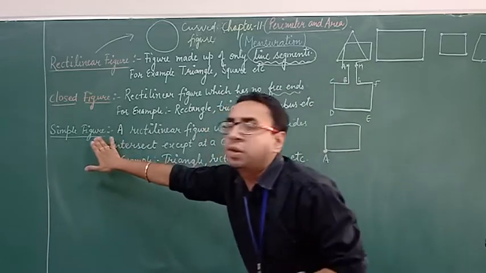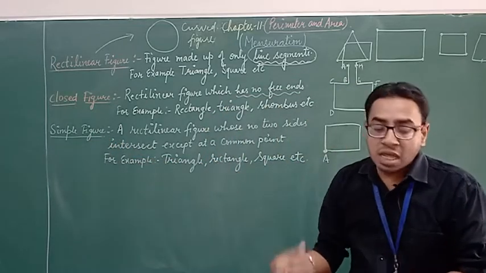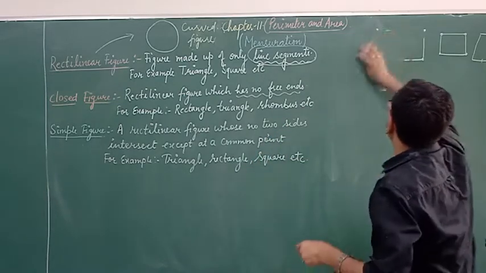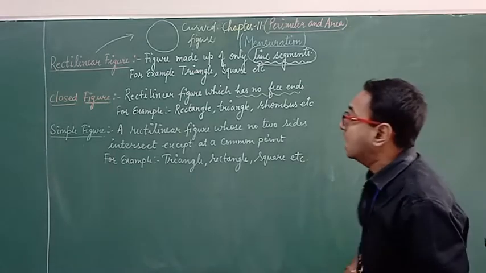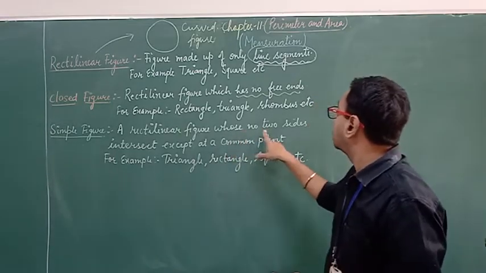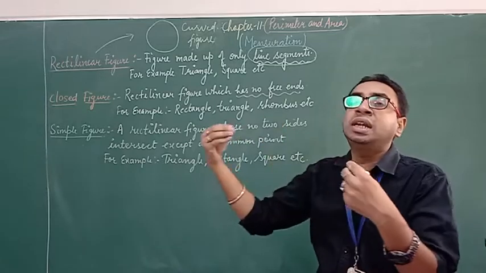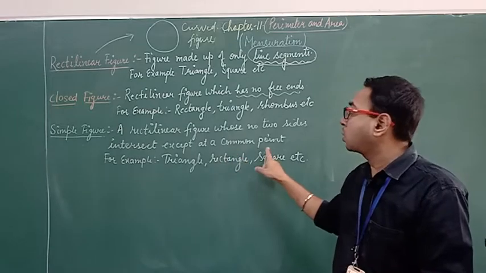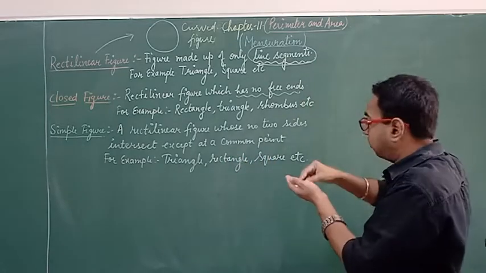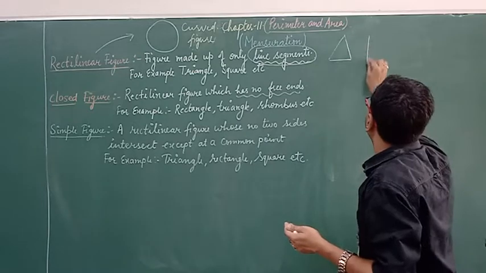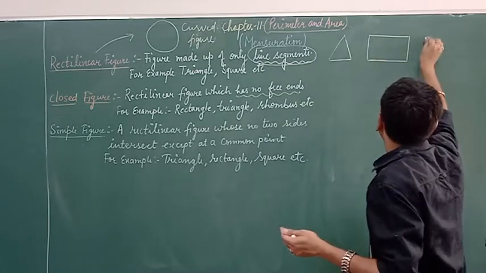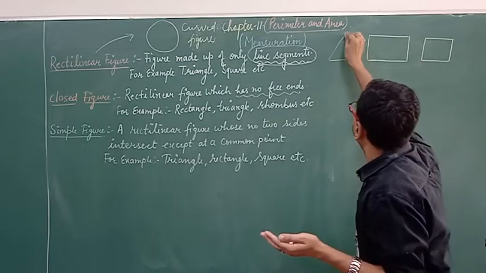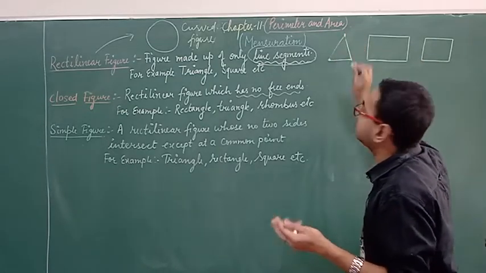Next, simple figure. Now figures are simple also. Yes, they are simple also. Try to understand the examples of simple figures, please. With this, I'll give you example of simple figures. Now, a rectilinear figure whose two sides do not intersect except at a common point. If you see examples of triangle, rectangle, square, all are simple. Why? Because they are not intersecting. They are not crossing each other.